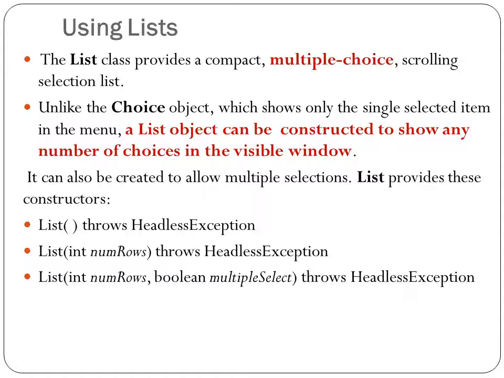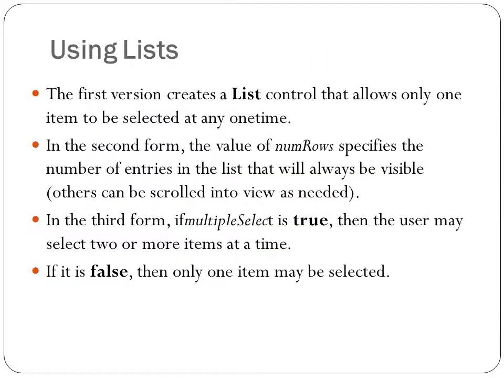It has three constructors. One is List, the second one is List with numRows, and the third one is List with numRows and a boolean value, that is multipleSelect. So the first version will create a list control which allows only a single selection at a time. In the second one, we can specify numRows. It specifies the number of entries in the list that will be visible when it is displayed. Suppose we set numRows to 4, then 4 entries will be displayed.